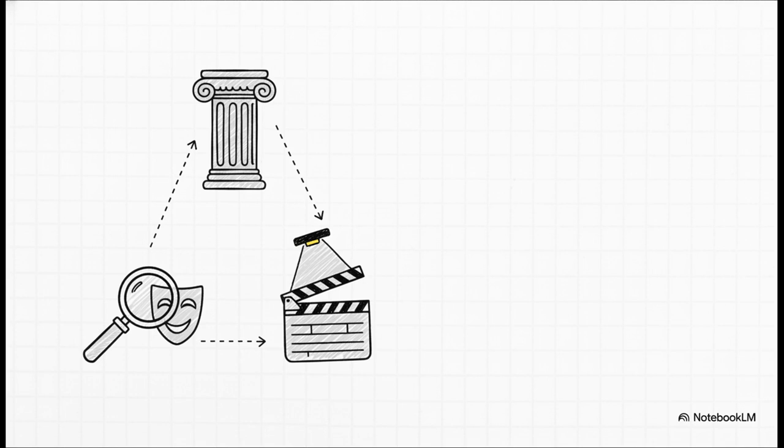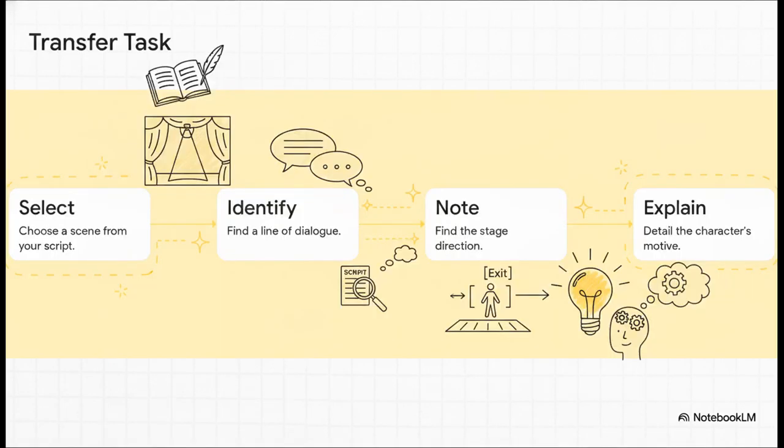Now it's your turn for a transfer task. I want you to select a scene from your authorized script, identify one line of dialogue and its stage direction, and explain how they work together to reveal the character's true motivation. Just take exactly what we modeled today and apply it independently to what you're reading.